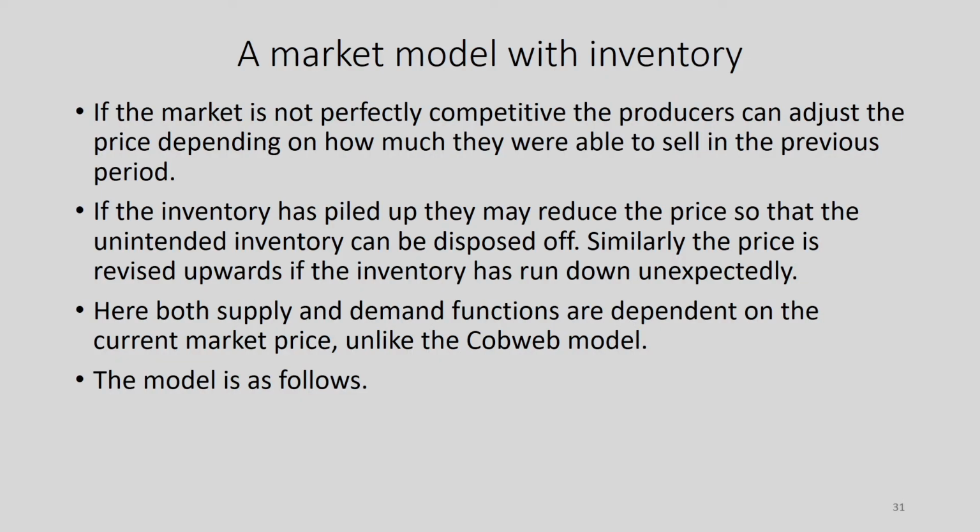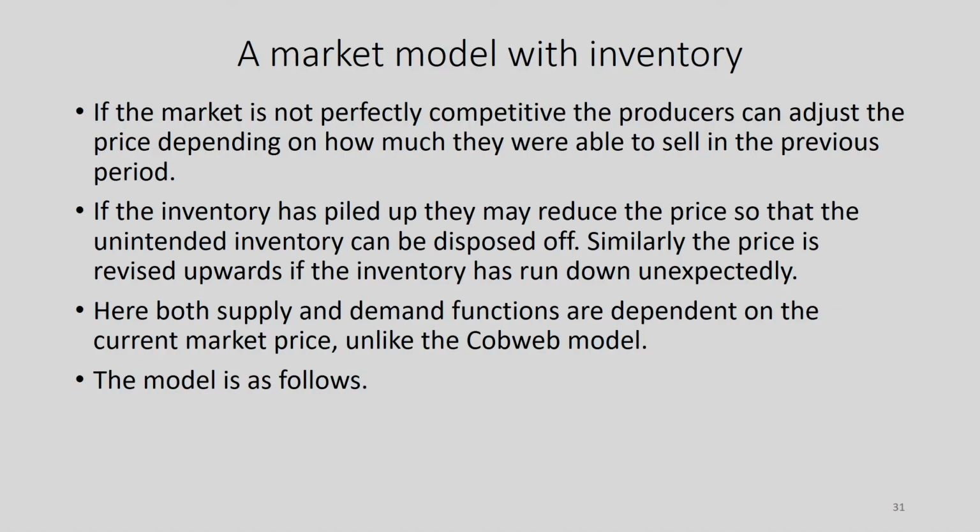The idea is that in any period, suppose the inventory is piling up, then the producers will like to give some encouragement to the buyers to buy this unintentional rise in inventory. So, in the next period they will reduce the price so as to give incentive to the buyers. And similarly, if the inventory is running down unexpectedly, in that case they will like to stop that run down and they will raise the price so as to discourage the buyers. So, this is how the model is working.